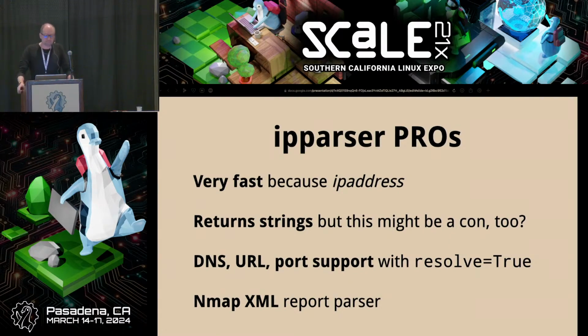But some other nice features of IP parser are that it has DNS, URL, and port parsing support using this resolve equals true argument. I'll give you a couple examples of that. There's also an nmap XML report parser, which I wasn't able to get working, but it's there. So I'm not going to show you an example of that, but the feature is there. I thought that was actually pretty cool.